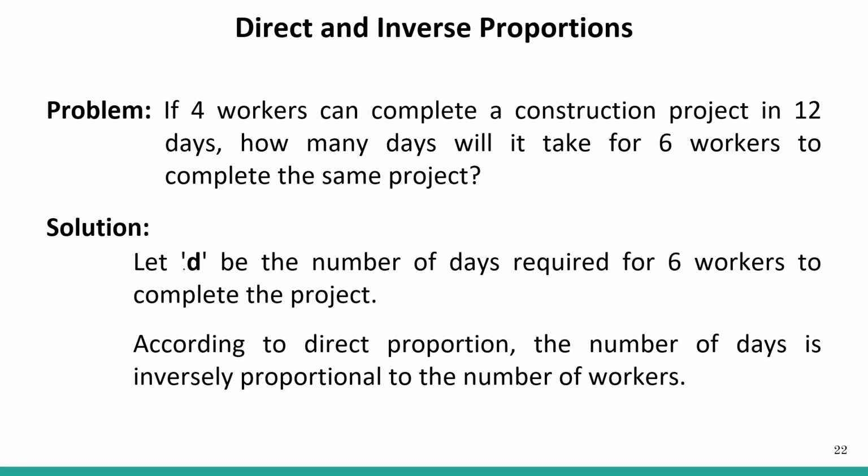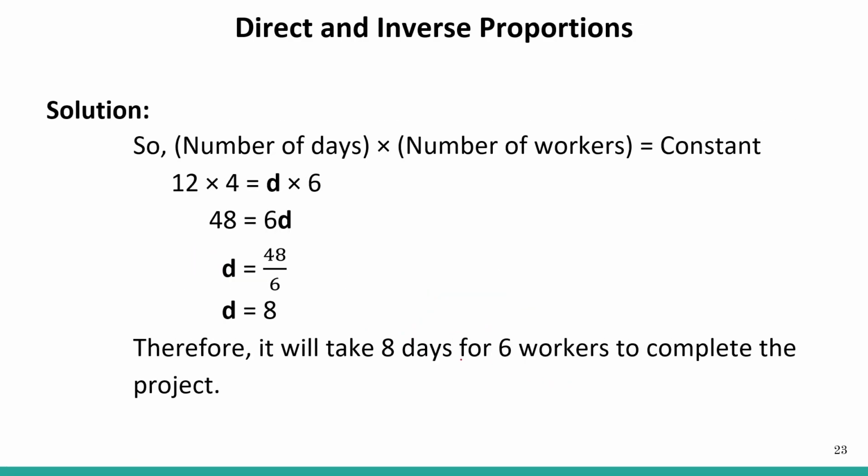Okay, so let's see a step-by-step solution. Let d be the number of days required for 6 workers to complete that project. According to proportion, the number of days is inversely proportional to the number of workers, right? As the number of workers decreases, the number of days increases. So 12 into 4 is equal to d into 6, the number of days into 6. So 48 is equal to 6d.